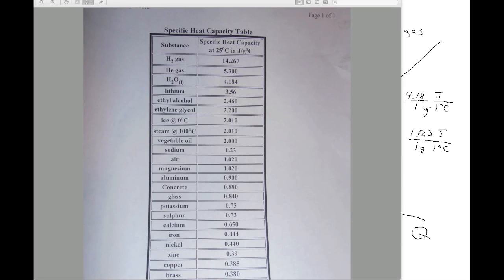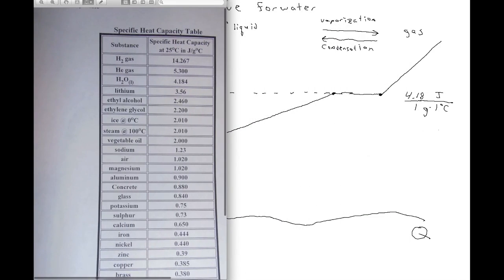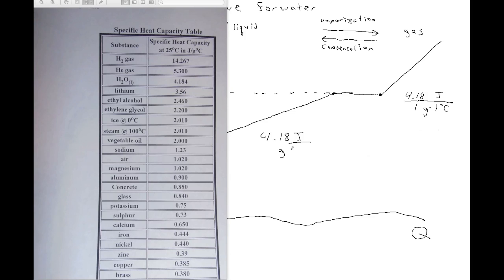Okay, now, so going back to water here, what if you didn't have 1 gram? Let's say that you wanted to raise 2 grams of water by 1 degree Celsius. How would you figure out how much heat that takes? Just multiply 4.184 by 2. So if you wanted to raise 2 grams by 1 degree Celsius, you would just do this calculation, and it would come out to be approximately 8 joules.